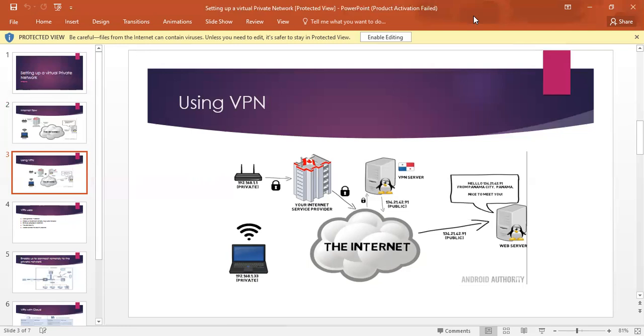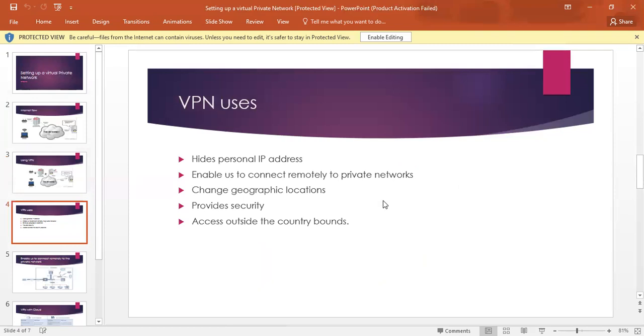As shown here, we can see a lock symbol like this, which means the information is locked and is not shared anywhere outside of the network. Here we can see the lock symbol, which will have a private address. Coming to the next slide, users of VPN. We have many users of VPN. Let me concentrate on the important ones. It hides the personal IP address. As I mentioned, not just the traffic, even the IP address of the person using the system will be hidden.